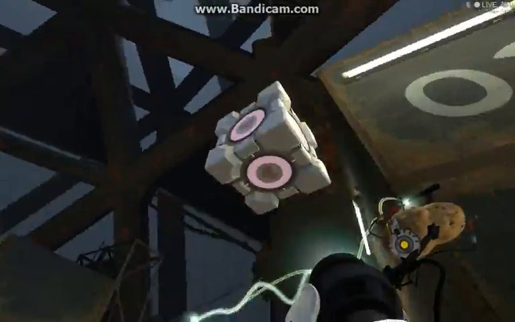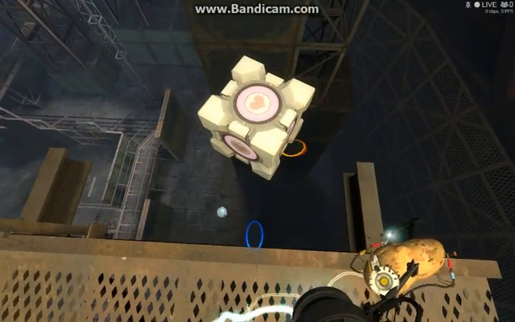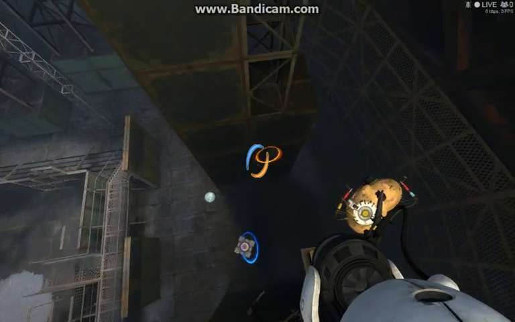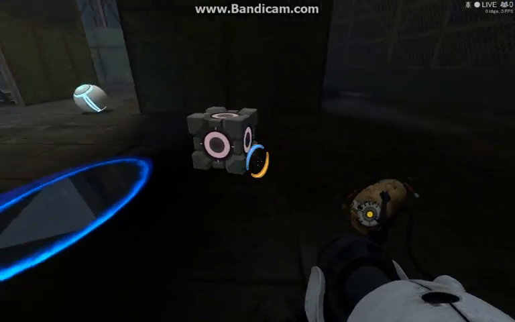And then we're going to use the cube, which has more mass. It's a companion cube, more mass than the sphere. And so it should exert more force on the wall. Which it did.